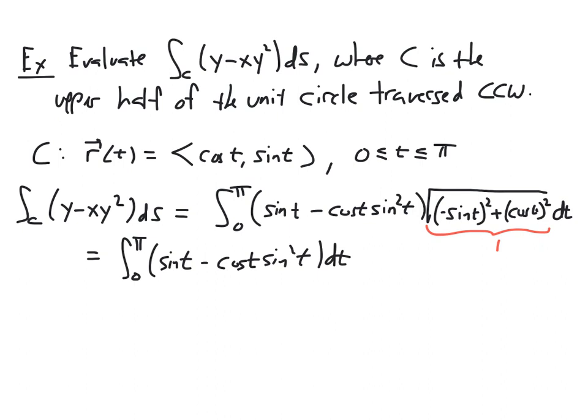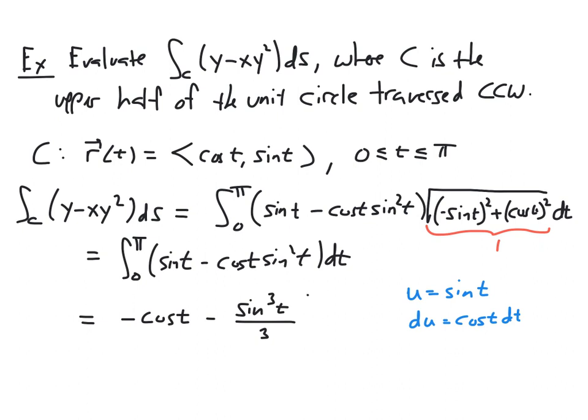And this is just a standard single variable function integral. So to compute this, we're just going to find an antiderivative. So we're going to have negative cosine of t minus, and an antiderivative of this will actually be sine cubed of t over 3. If you want to do the substitution on that one, it's going to be u being sine of t and du being cosine of t dt. But that's a very, very straightforward substitution. And the antiderivative there will be sine cubed over 3. And so we'll go from 0 to pi.